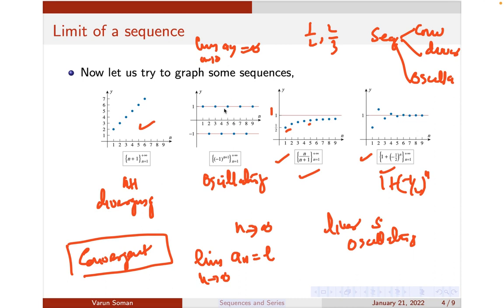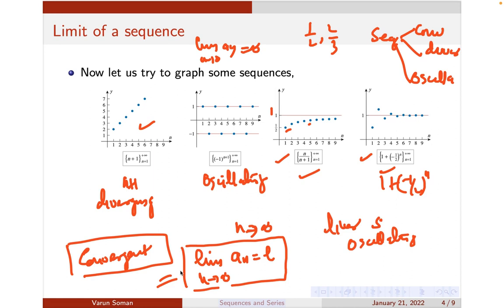Okay, so we will only discuss convergent sequences, which have the property that limit n tends to infinity of a_n is equal to L. So from now onwards, you will be given some sequences. You will be asked to find out whether the sequence is convergent or divergent by evaluating this limit, and to find the limit of the sequence. Okay, so I hope it is clear.